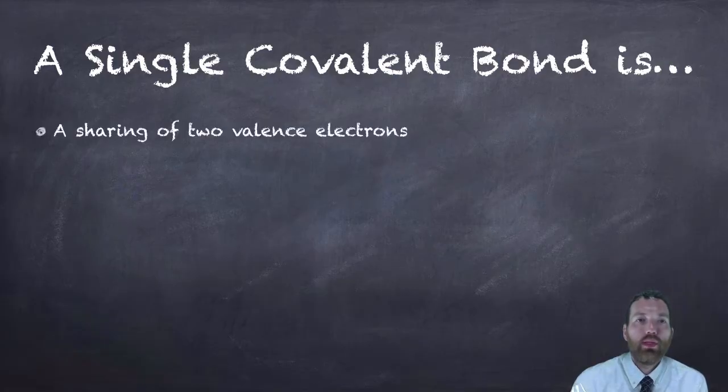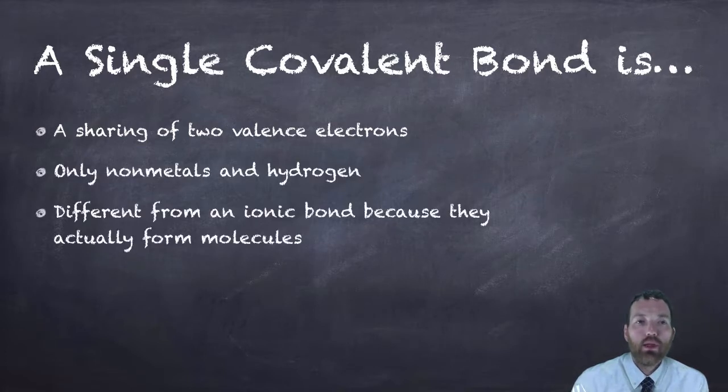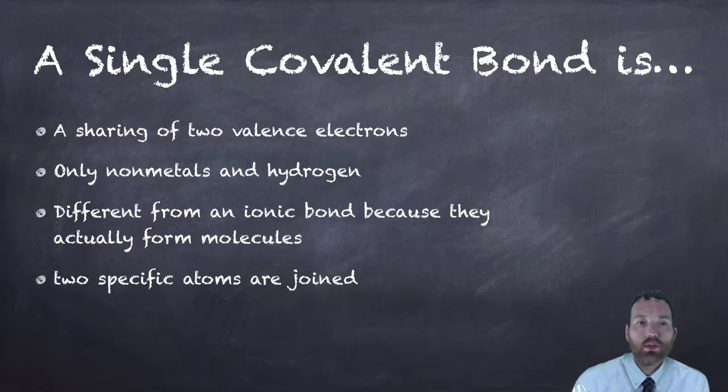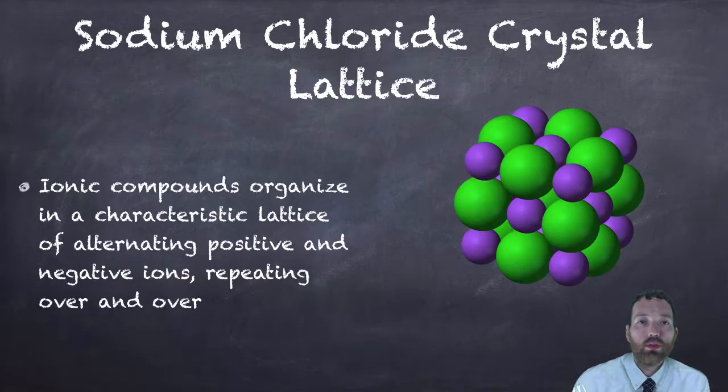A single covalent bond is the sharing of two valence electrons. This only happens between nonmetals and hydrogen. This is different from an ionic bond because they actually form molecules where two specific atoms are joined, not like an ionic bond. In an ionic solid, you can't tell which atom the electrons moved from or to.